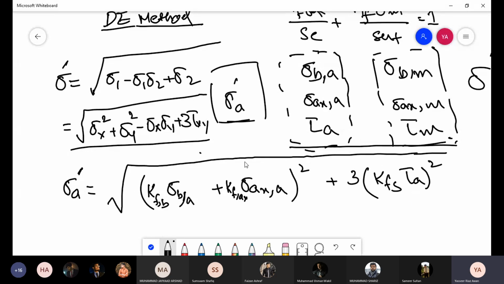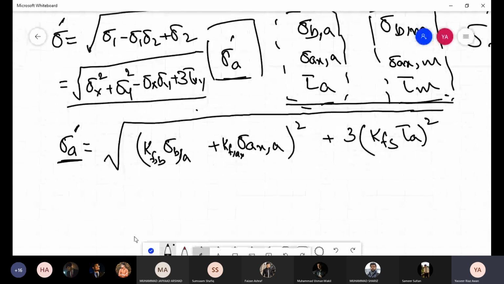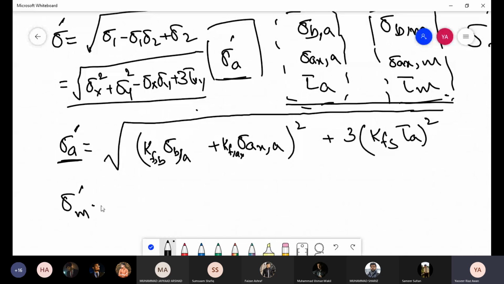So we would use this equation, and obviously if you have sigma y components in your problem, then you can write that as well with this, okay. So this will give you the value of sigma a prime and sigma m prime.